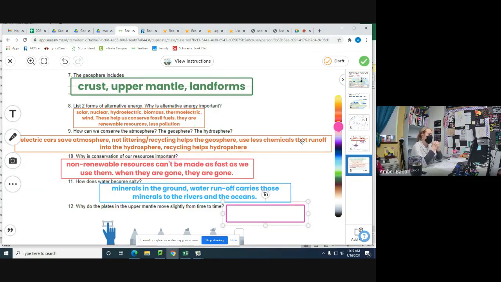Why do the plates in the upper mantle move slightly from time to time? So now we're back in the geosphere. Raise your hand. They bump into each other. Maggie? Earth's axle? That has nothing to do with Earth's axis.